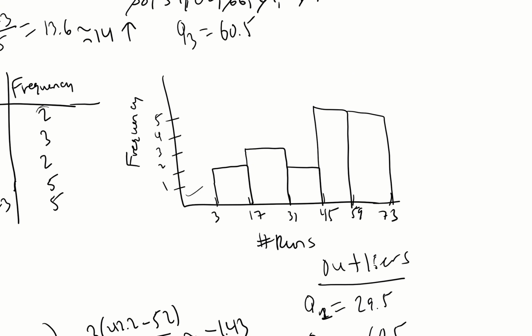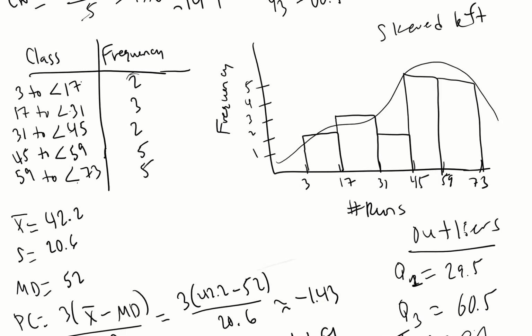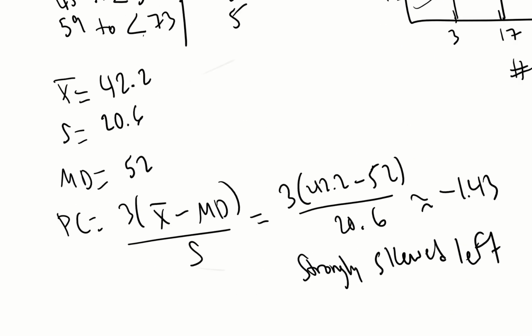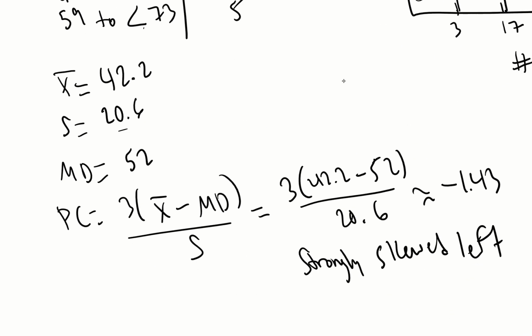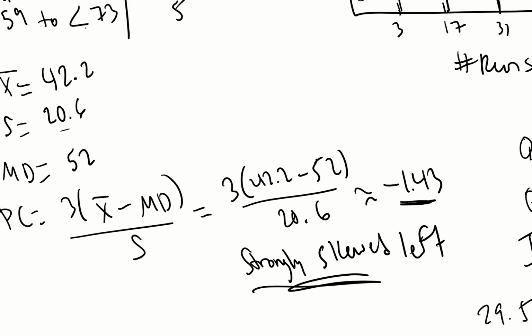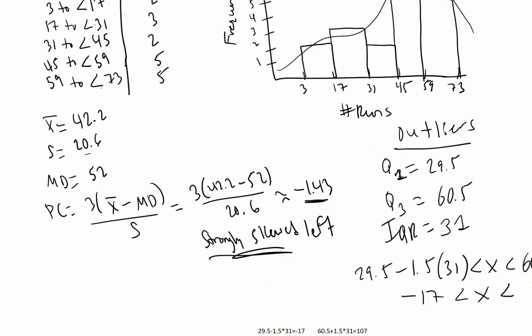You can kind of see that it looks skewed to the left, right? But it's hard to tell if it's strongly skewed to the left or not. So we calculate the average, standard deviation, and the median, and we calculated the Pearson coefficient, and we got negative 1.43, which means it's strongly skewed to the left. Remember that if it's beyond -1 or beyond 1, it's strongly skewed.